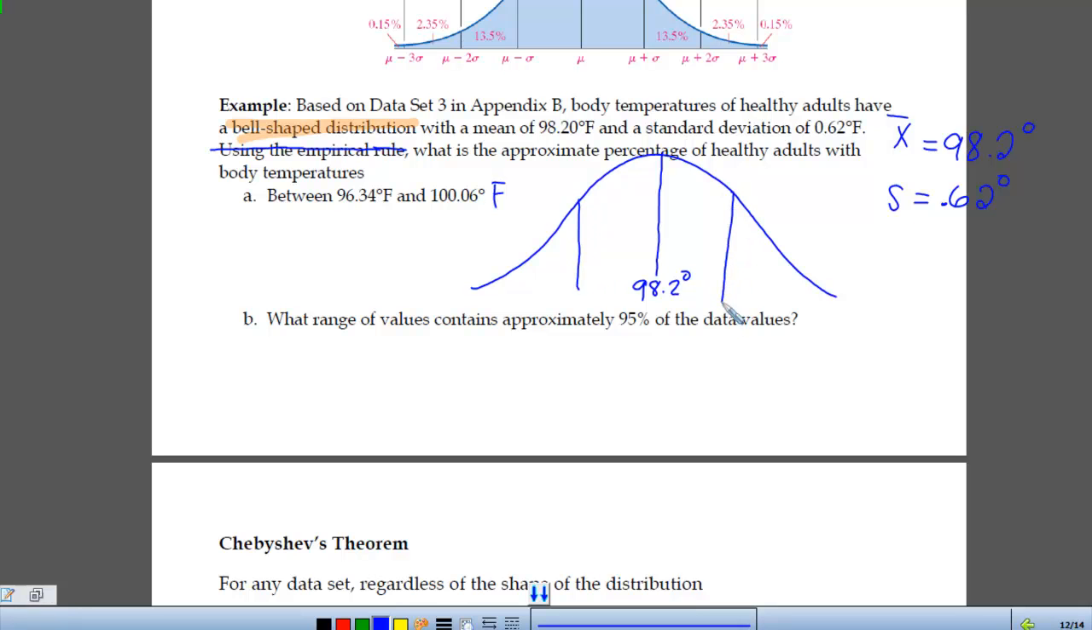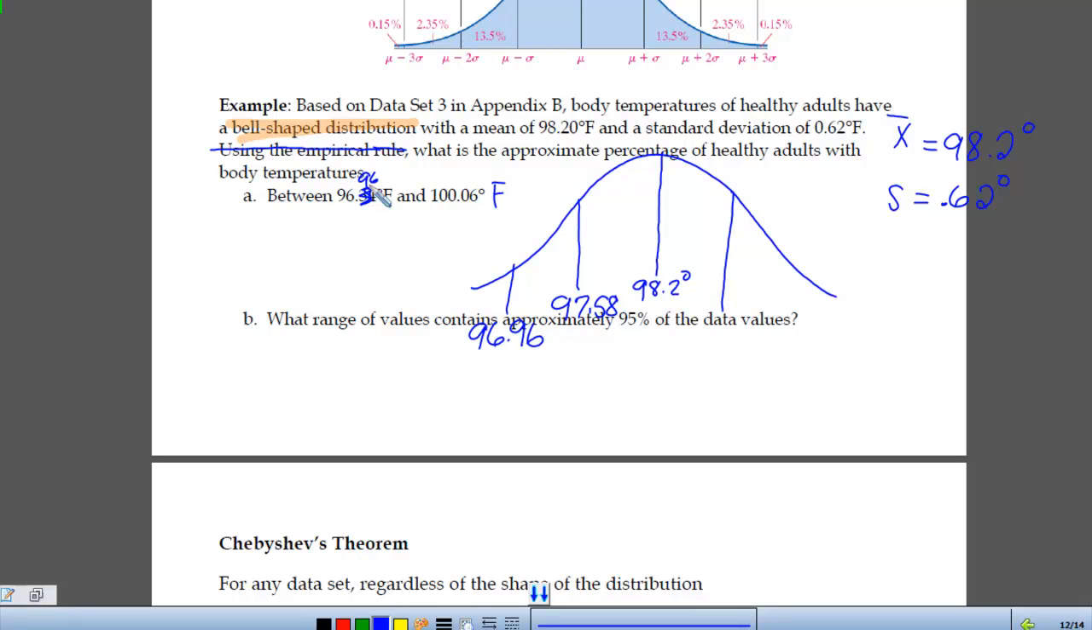If I add and subtract 0.62, got 98.2 minus 0.62. When I subtract, I get 97.58. I'm going to go ahead and subtract again. Minus 0.62. 96.96, is that what you all got? Okay. 96.96. Ideally, let's just scratch that out and call it 96.96. It'd be exactly the same.